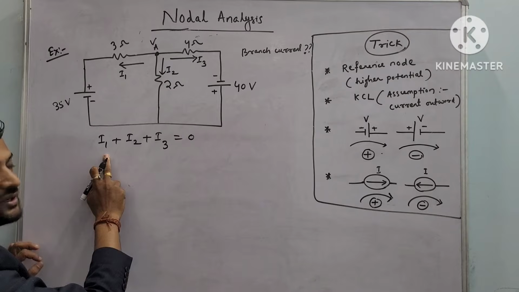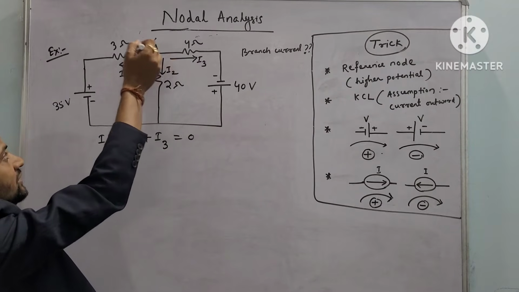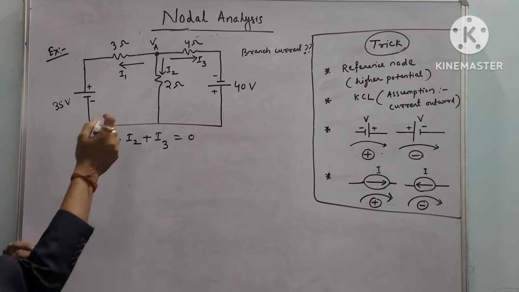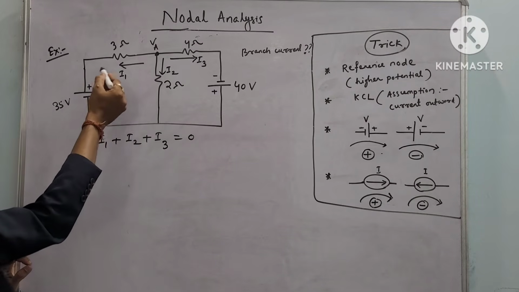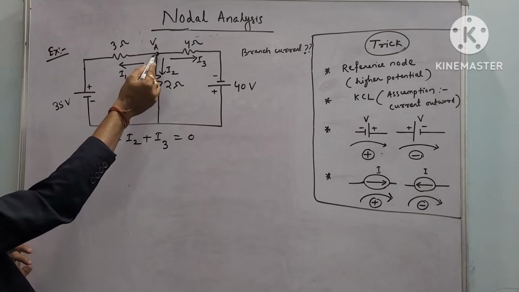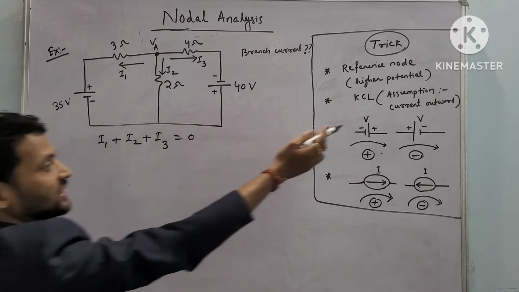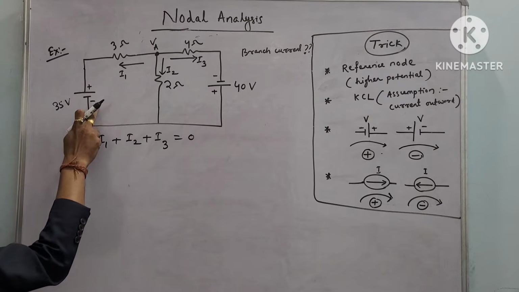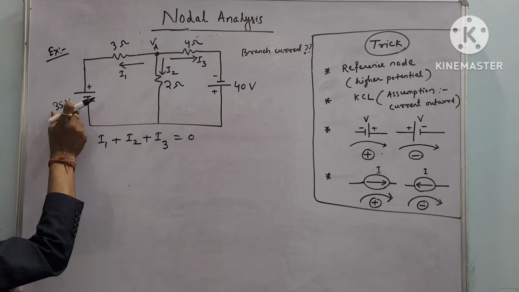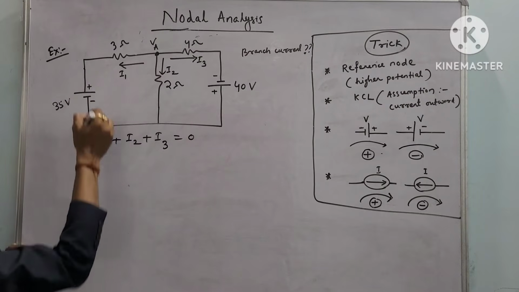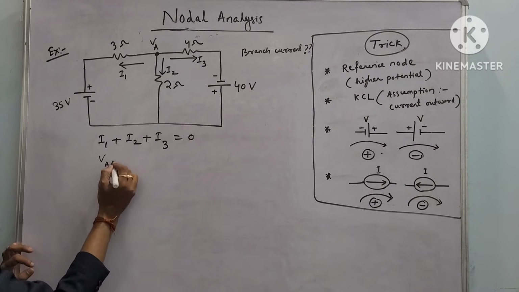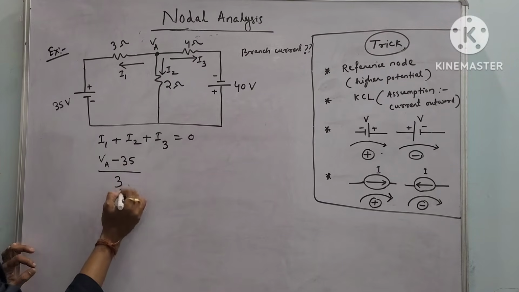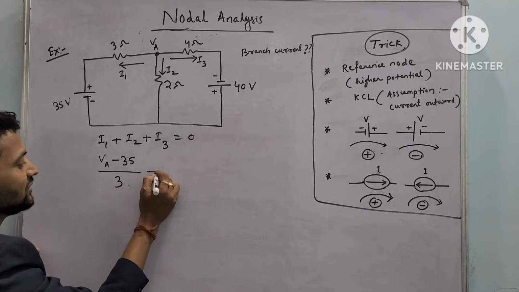In place of I1 I can write VA minus 35 volt. Why is it minus 35 volt? I have already explained. The current direction is away from that point, which was our assumption. That means we are going from higher potential to lower potential, so the voltage will be taken as negative. So what is the change in potential here? VA minus 35, and the resistance is 3. So the first term is I1 plus.